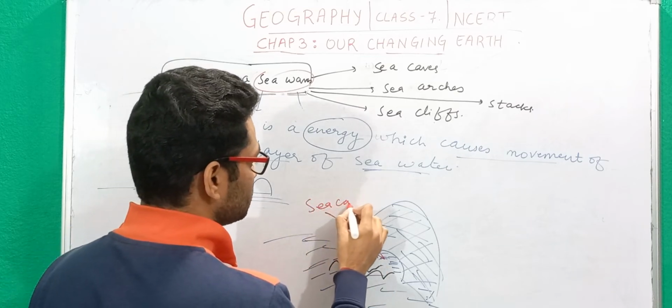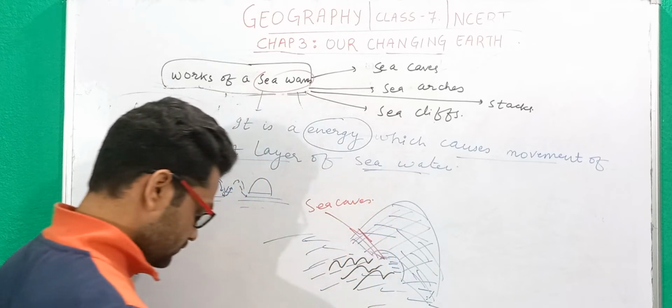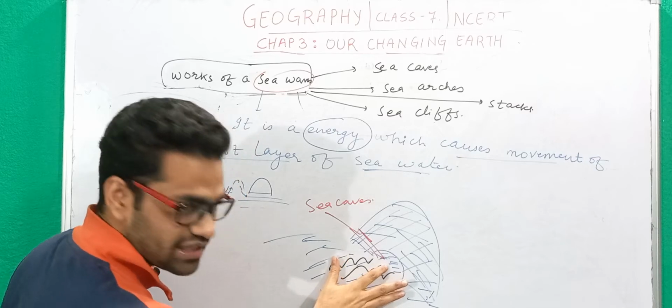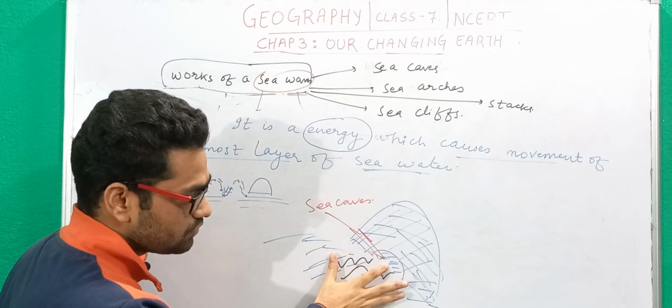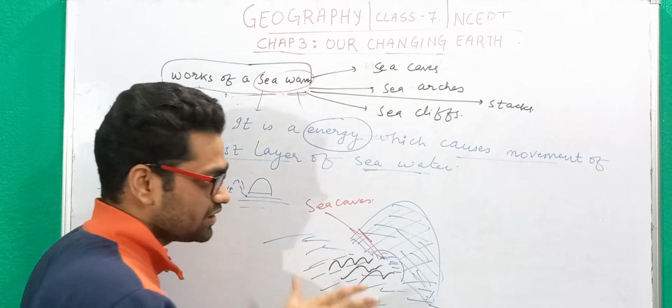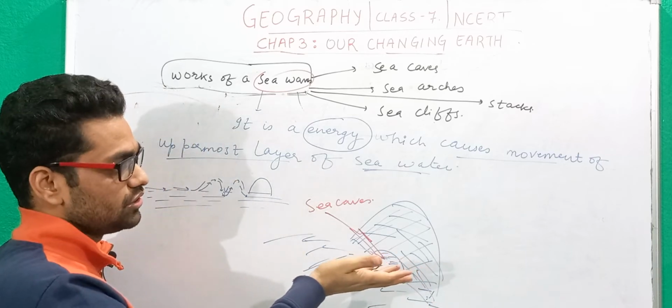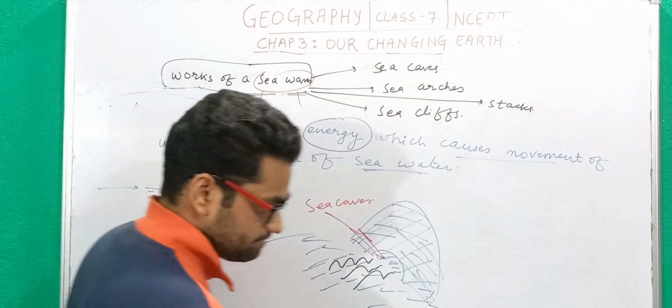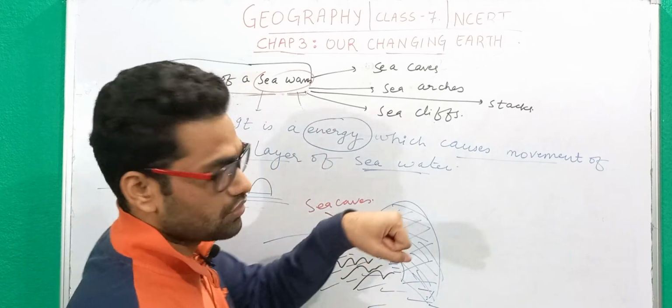sea cave. Now what will happen is that after a period of time, this sea cave, after continuous erosion by the sea waves, will form a tunnel-like structure beneath this rock. What I mean to say is, suppose this was the rock.